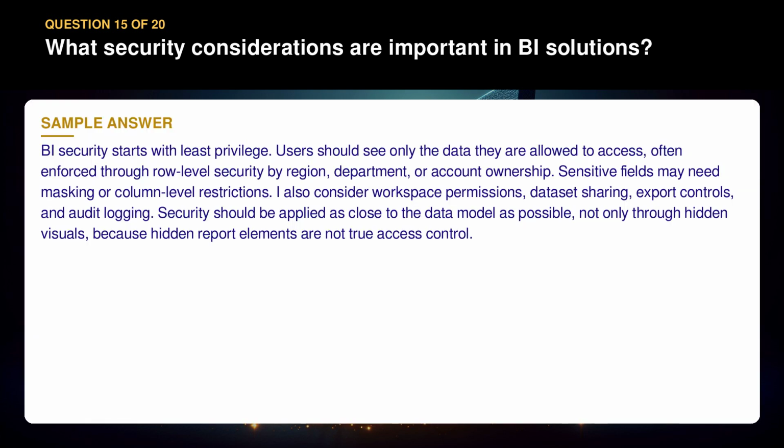BI security starts with least privilege. Users should see only the data they are allowed to access, often enforced through row-level security by region, department, or account ownership. Sensitive fields may need masking or column-level restrictions. I also consider workspace permissions, dataset sharing, export controls, and audit logging. Security should be applied as close to the data model as possible, not only through hidden visuals, because hidden report elements are not true access control.